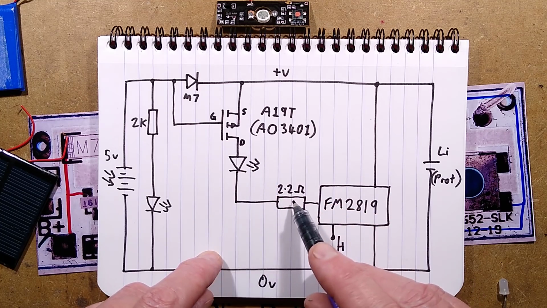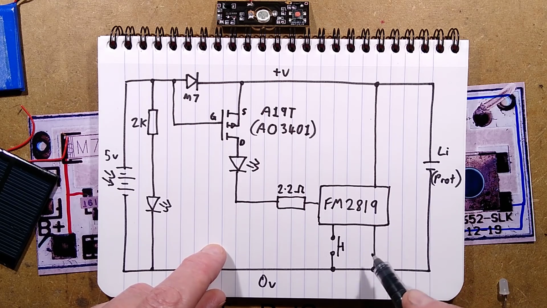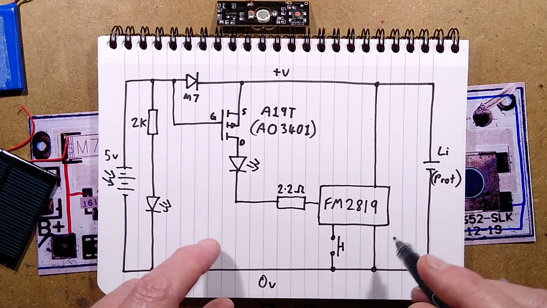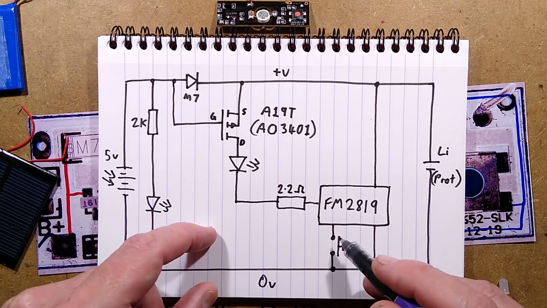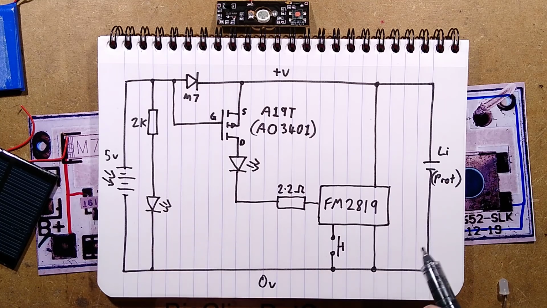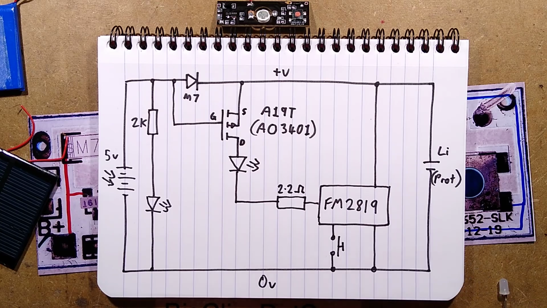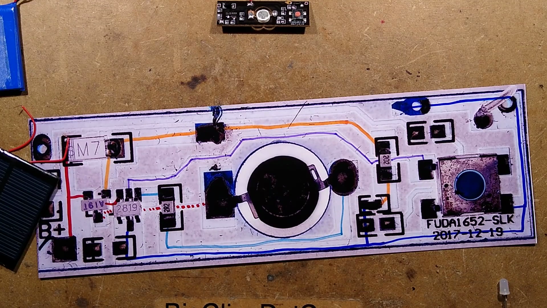So that switches the positive of the LED. The LED has its 2.2 ohm resistor, and the negative is switched by the FM2819 chip, which has four connections. It's a little 6-pin chip, but four are used. And it's got a little push button that pulls to ground to swap those modes and select high, low, strobing, and SOS. So now we've seen the circuitry. Let's take a look at that cell and see if it is a Nokia.